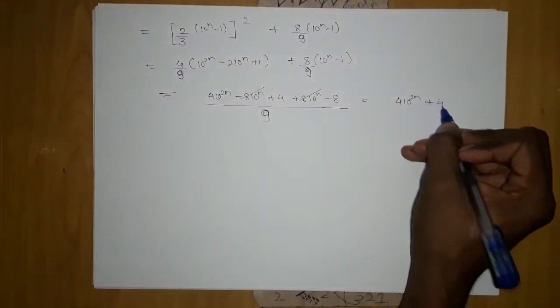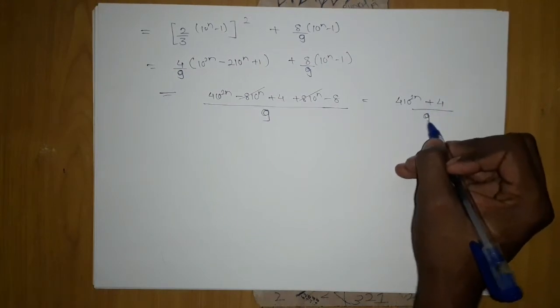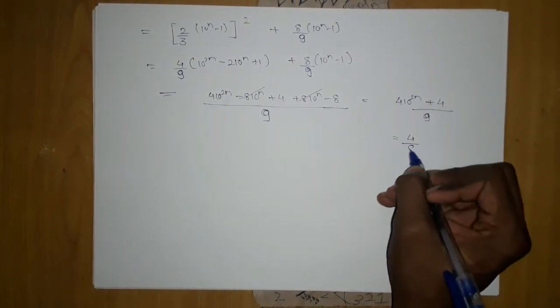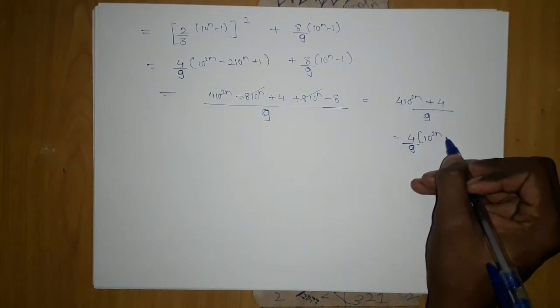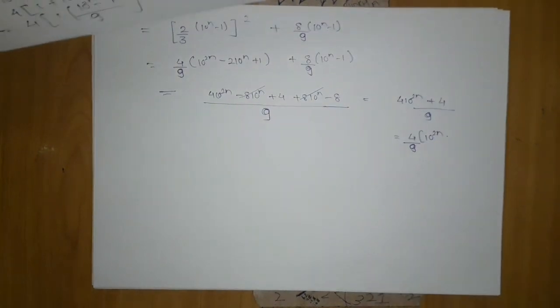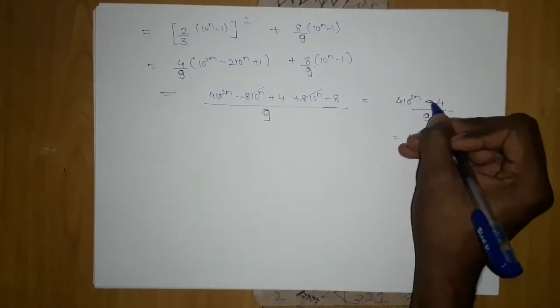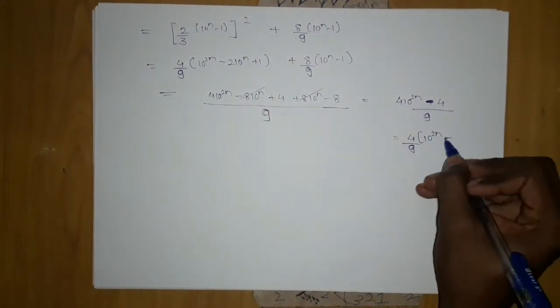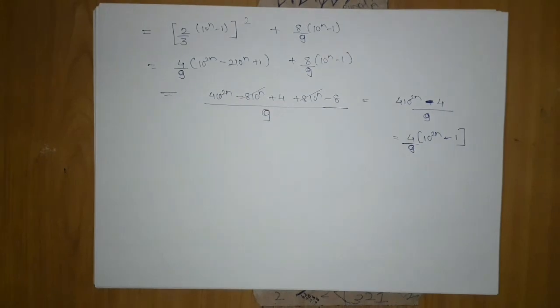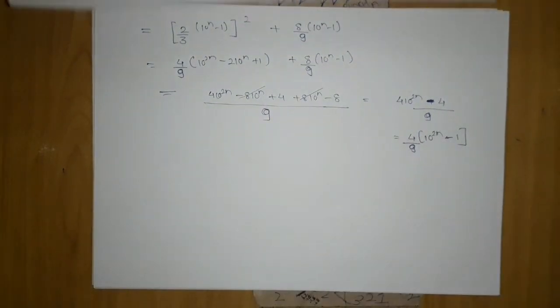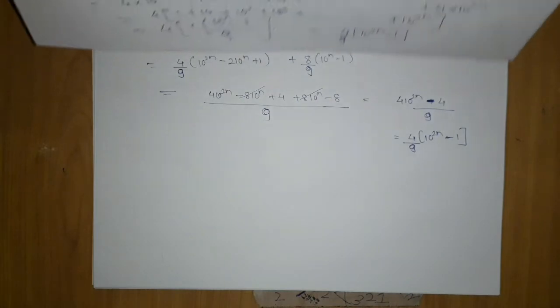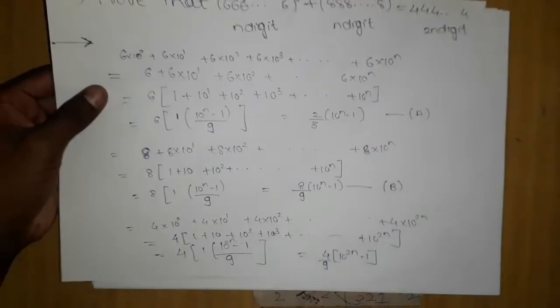plus 4 upon 9, which gives me further 4 by 9 into 10 to the power 2n, minus 4, and it will be minus 1. So hence we have proved this. You can see we have proved this, just the basic calculation thing. Don't do silly mistakes. So we are done with this problem.